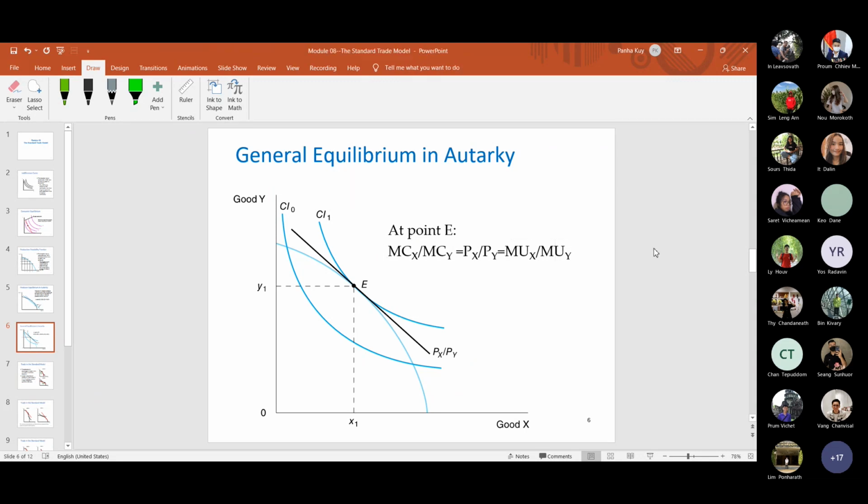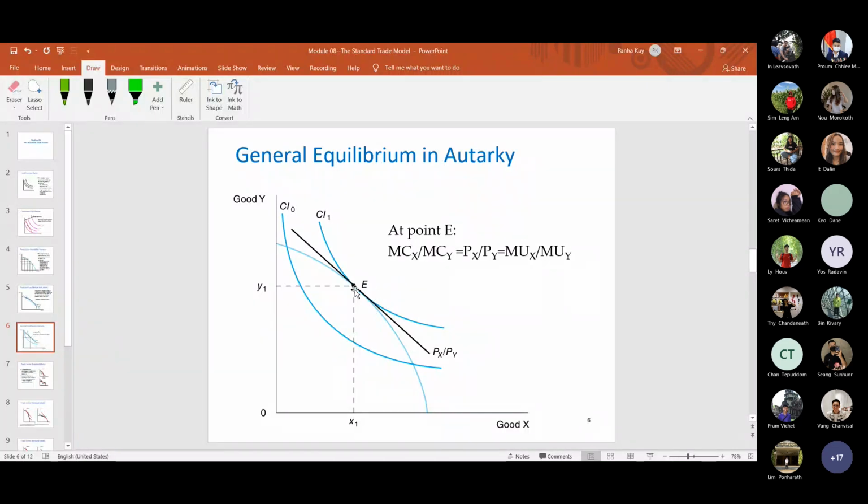Here again, don't forget, the indifference curve here represents the relative marginal utility in terms of good X and good Y. And the budget line here represents the relative price between good X and good Y. And the production function here also represents the marginal cost of producing good X and good Y.